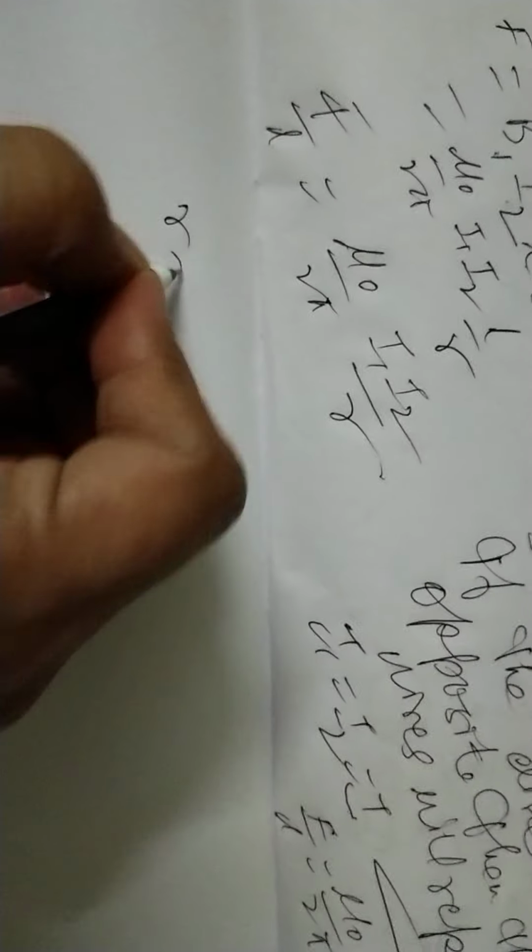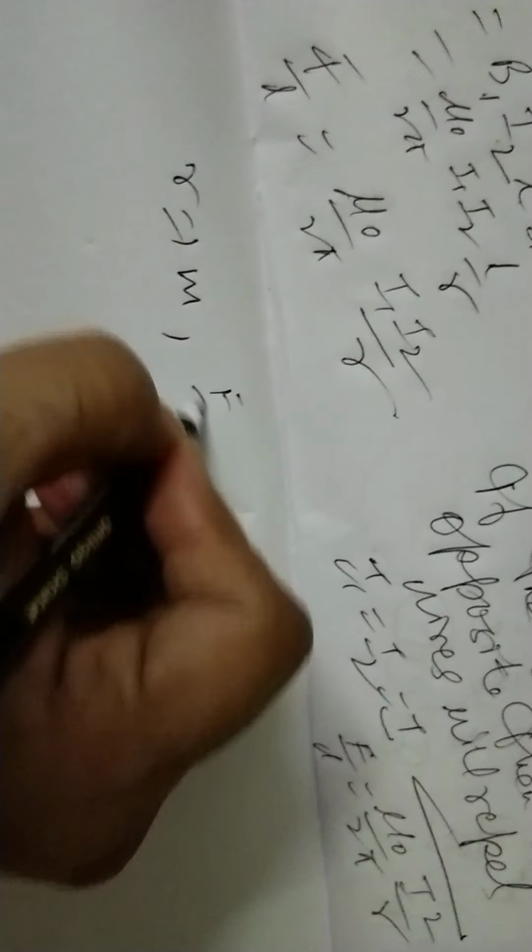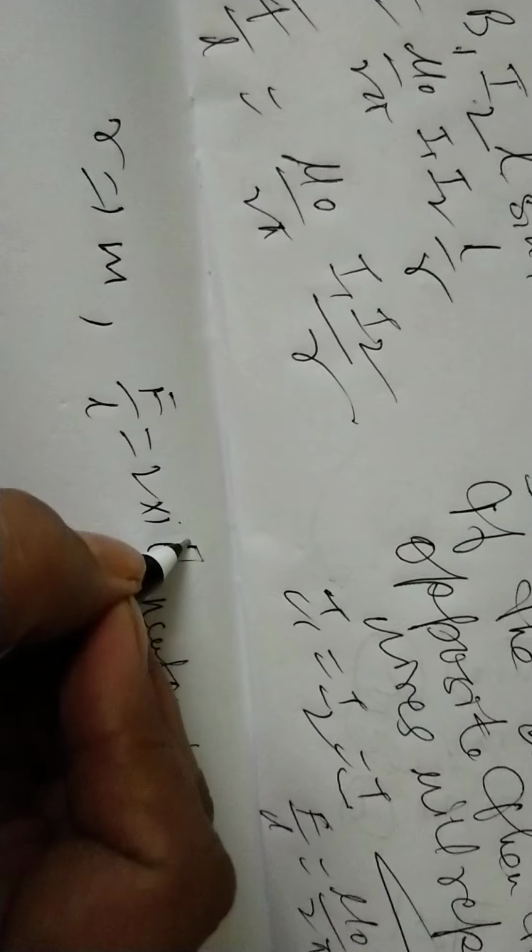Now based on this we have got the definition of ampere. How can we define the ampere? Ampere is the unit of the current, but we can define it from this. Suppose we take the distance between the two wires, small r, as 1 meter. Then F by L becomes 2 into 10 to the power minus 7 Newton per meter.